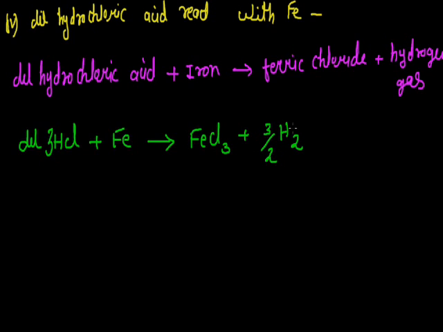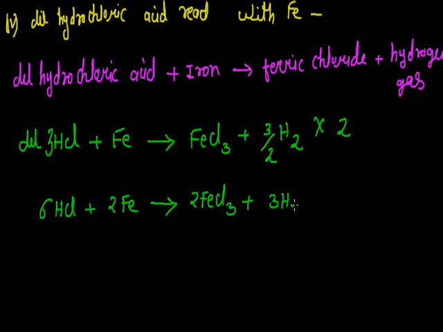We want to remove the fractions in this reaction, so the total reaction is multiplied by 2. When it is multiplied by 2, it gives 6 HCl plus 2 Fe. After the reaction, it gives 2 FeCl3 plus 3 H2 gas. Now this is the balanced reaction.